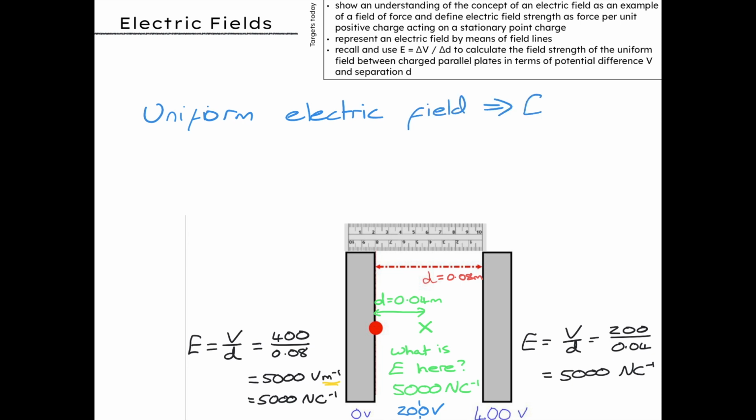If I do go and put a positively charged particle here, it will move toward the more negative plate. The force is going to be equal to F equals EQ, so it's constant. And with F equals ma, that means it will experience constant acceleration, much like falling in a gravitational field.